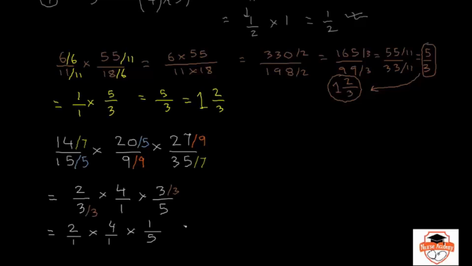And look at that. This is only 2 times 4 times 1 on the top, with 1 times 1 times 5 on the bottom. It's a child's play now. This is 8, this is 5. If you want to change it to a mixed number, this is an improper fraction. This is 1 whole because 8 divided with 5 is 1. The remainder is 3. And then you have 5 as the denominator. Done. 14 over 15 times 20 over 9 times 27 over 35 is actually equal to 1 3/5. This is exactly why you should first simplify and then multiply. I hope that makes sense.